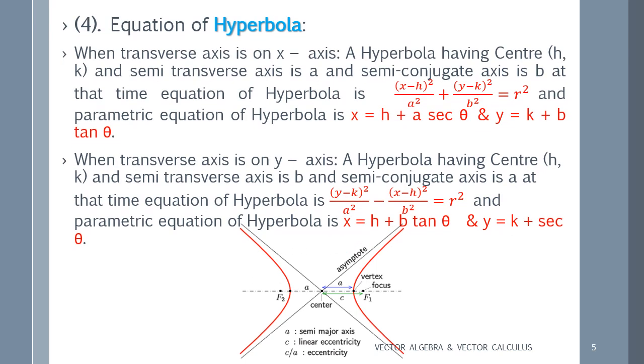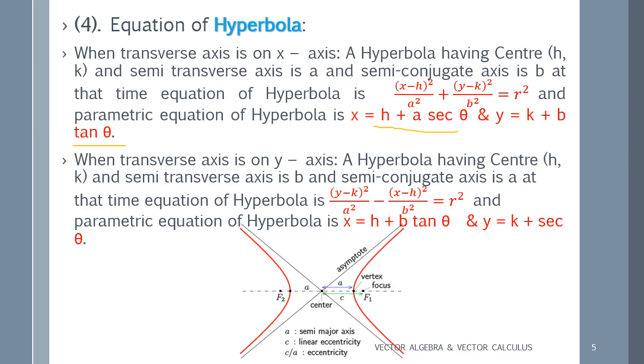Now next is the hyperbola. In the hyperbola we divide into two parts, that is, the x axis and the y axis. When the transverse axis is on the x axis, then the equation will be x minus h whole square upon a square minus y minus k whole square upon b square equals r square, with the parametric equations x equals h plus a sec theta and y equals k plus b tan theta.